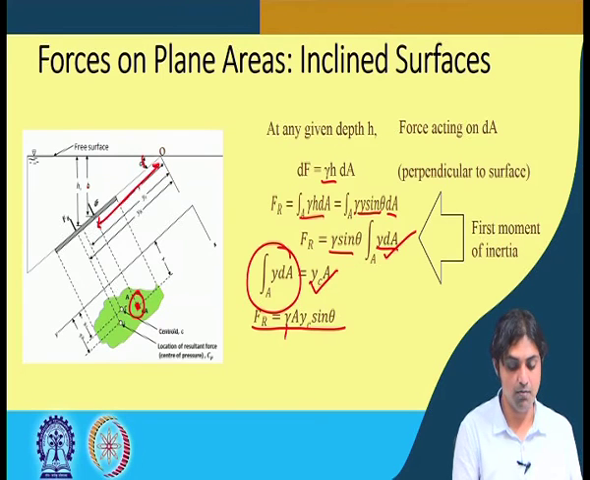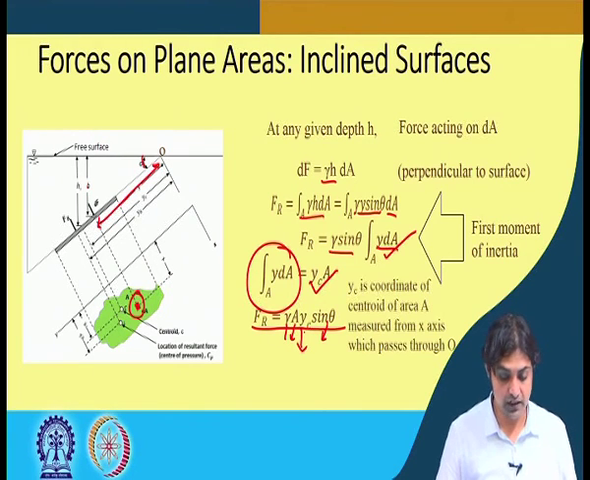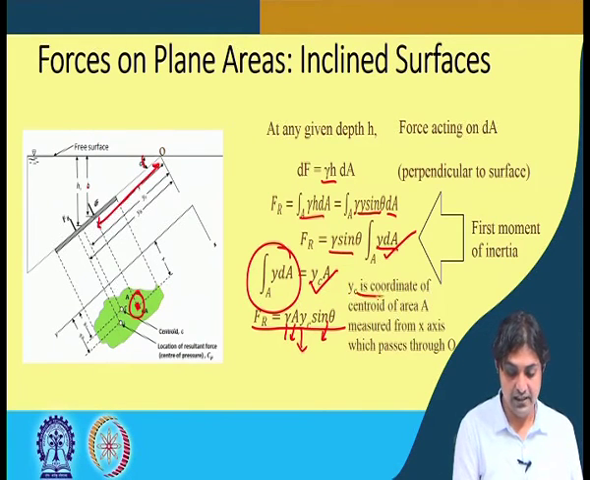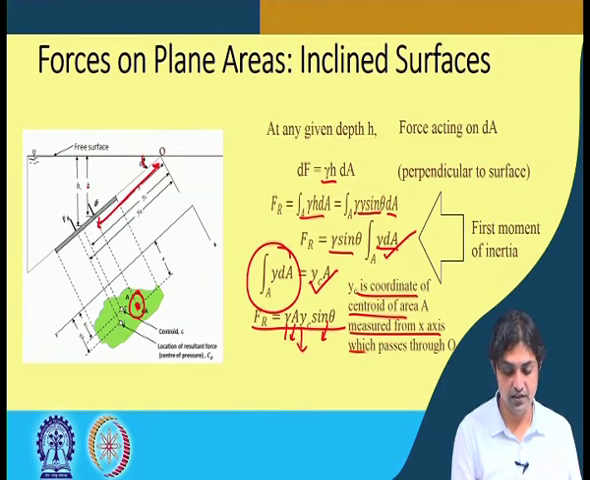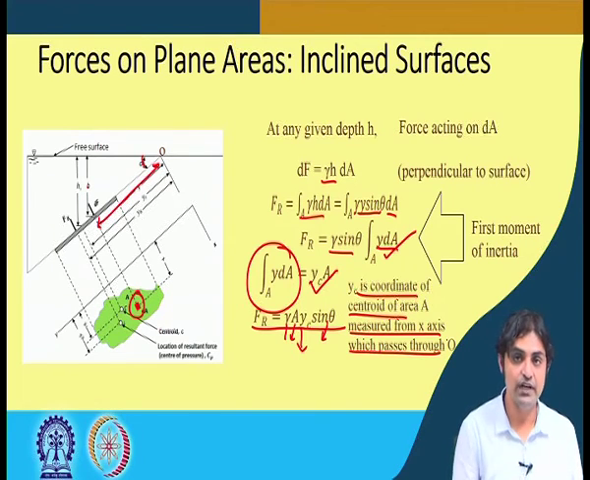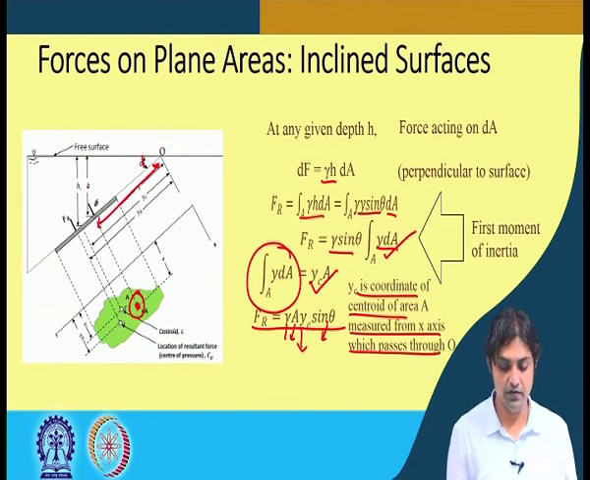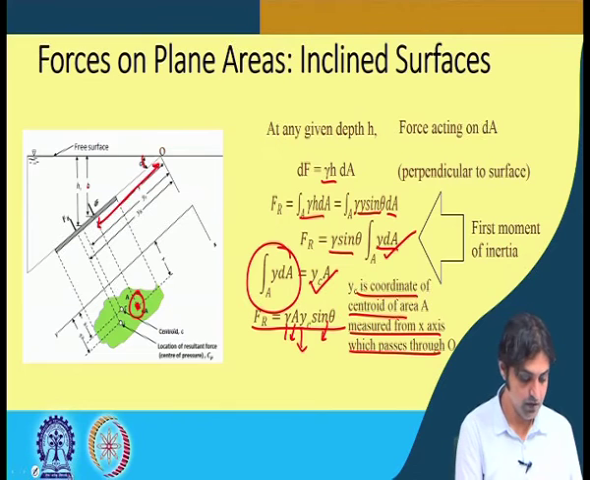So now you know gamma, you know A, you know sin theta, and for a particular object you also know yc, the centroid location, where yc is the coordinate of the centroid of the area A measured from the x axis which passes through O. So orientation you have to be very careful about.